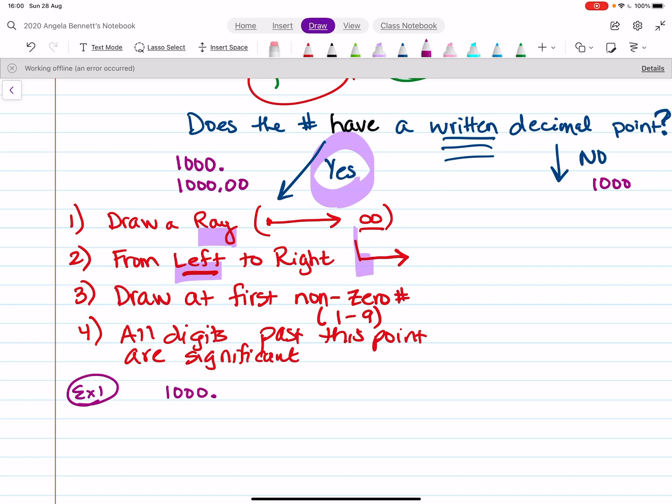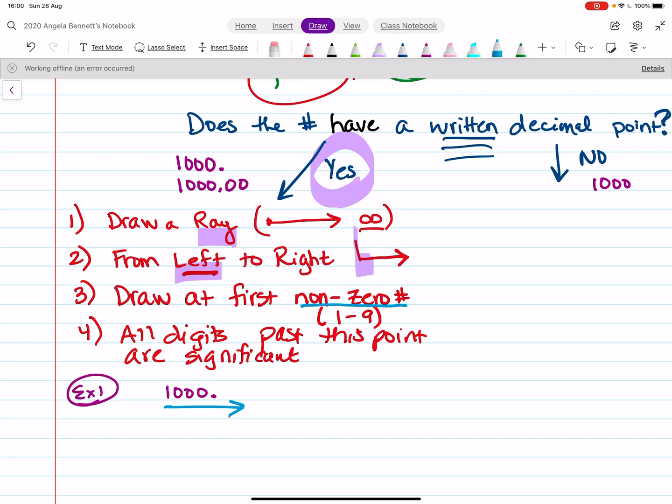The first digit I encounter is a 1. Now that 1 is a non-zero number. It's a number between 1 and 9. So I stop, I immediately draw my ray and go this way.